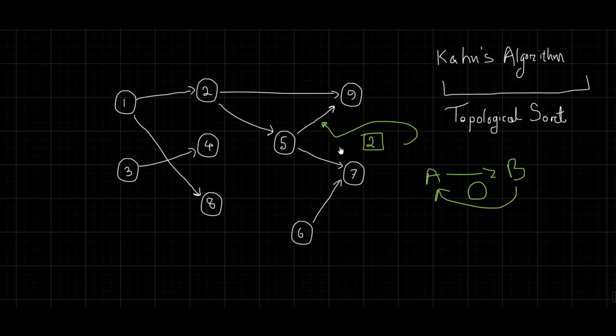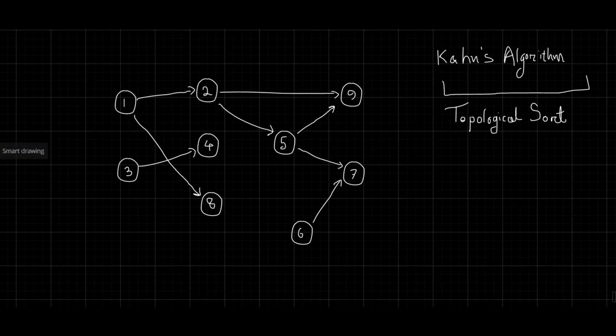So here, to understand the algorithm, we have chosen the topological sorting, and topological sorting is basically based on the in-degree of a graph, and in-degree is the number of edges connected or coming towards a node. Suppose for this node 9, its in-degree is 2 because 2 of the edges are coming towards 9.